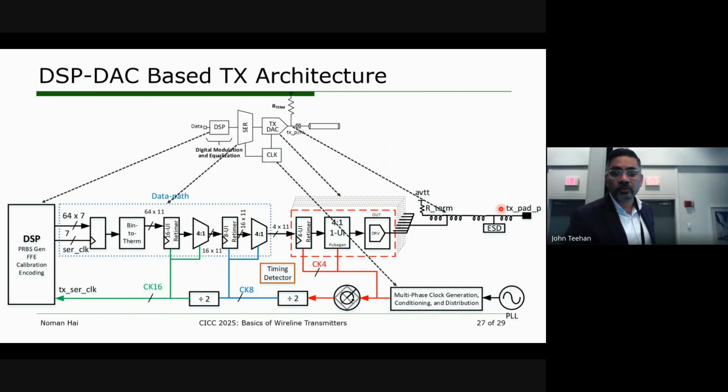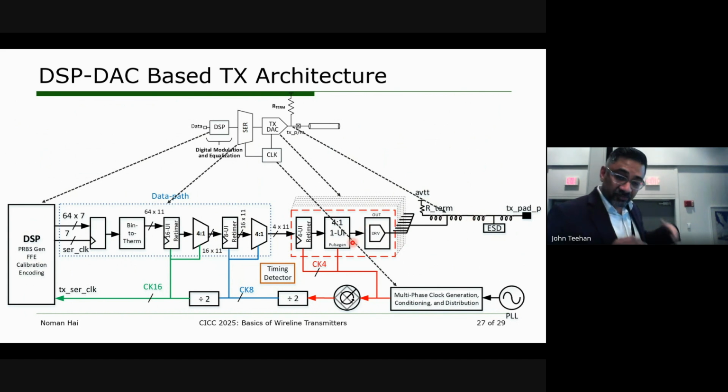And to do this, sometimes we use a dual T-coil to optimize, because the pad has huge capacitance, and ESD has huge capacitance as well. We need this kind of dual T-coil to improve the return loss or the signal integrity of that circuit.